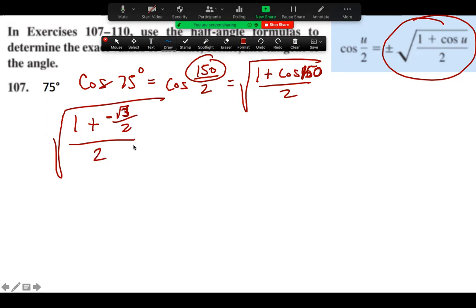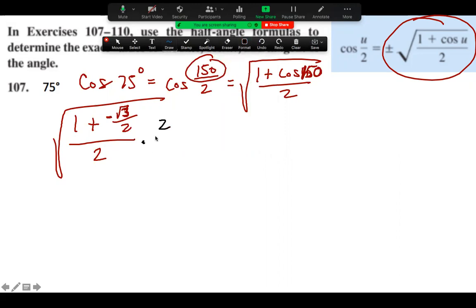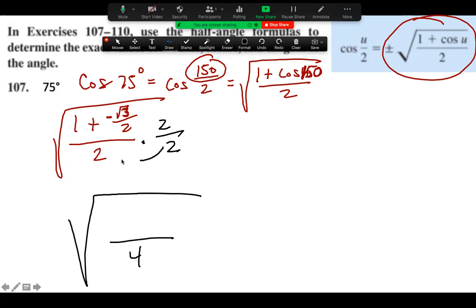Again, you're not supposed to leave a square root in the denominator. So I'm going to rationalize it by multiplying by 2 over 2. That's going to create a perfect square in the denominator. Namely, that's going to create a 4, which is still under the square root at this time. 2 times 2 is 4. Now I'm going to take this 2 and distribute it to the numerator. 2 times 1 is 2, plus negative root 3 over 2 times 2 is just a negative root 3.